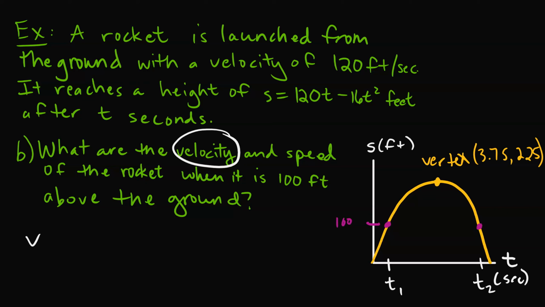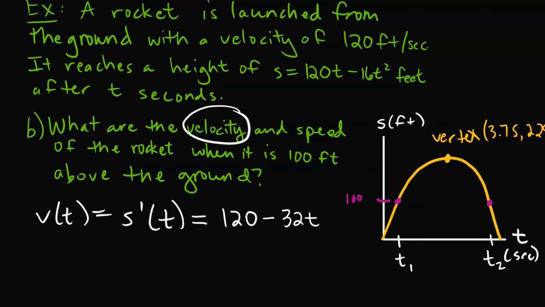Okay, so we know that velocity is the derivative of position. And again, you don't need me to do this. Go ahead and pause the video and find this derivative. Okay, so we just take the derivative of our position function. The derivative of 120 times t is just 120. And the derivative of negative 16t squared is negative 32t.